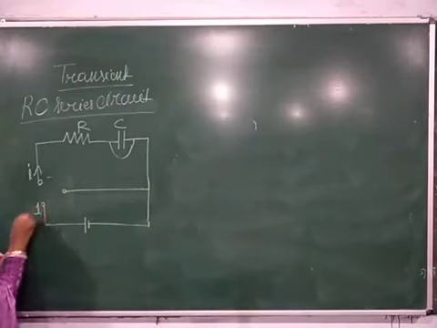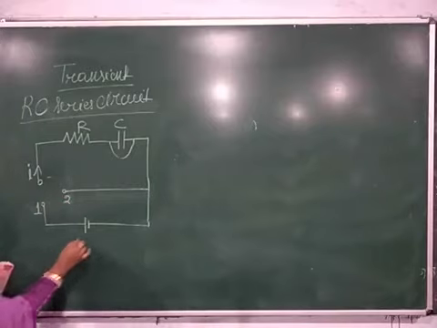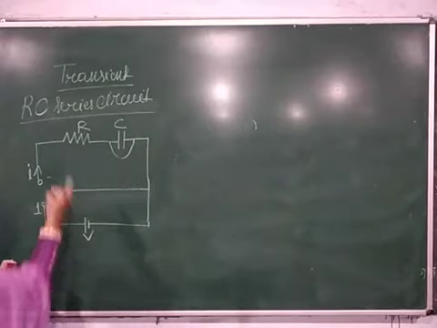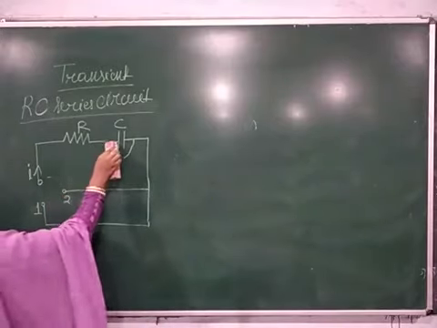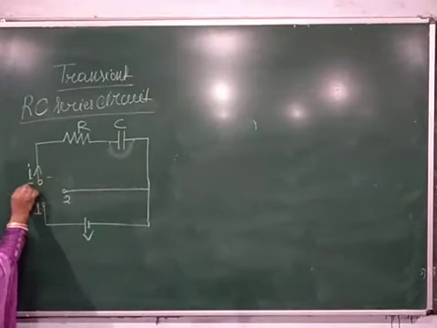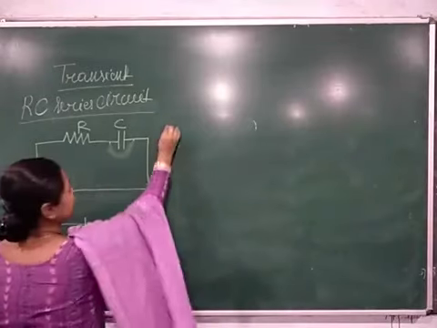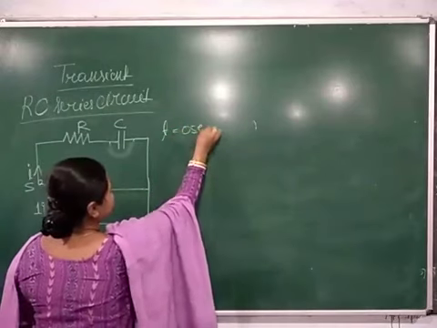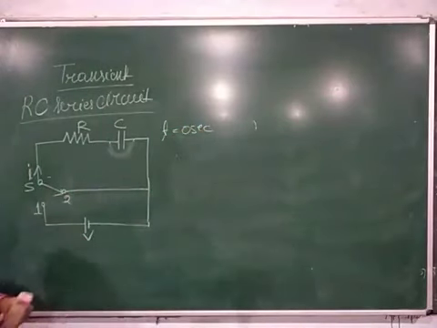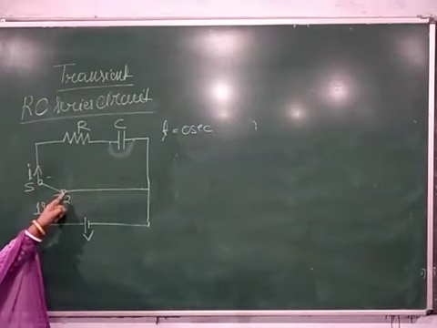Suppose this is position 1 and this is position 2. Now I disconnect this DC source from the RC series circuit, and keep my switch in position number 2. At t equal to 0 seconds, I put this switch from position 1 to 2.